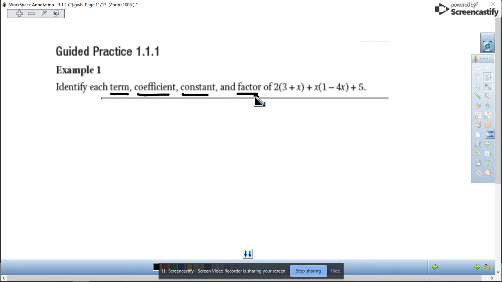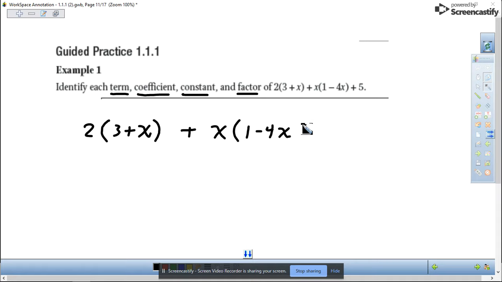Now, in your PDF and your notes, you already had definitions of those, so I'm not going to go back through those definitions. What I am going to tell you is, anytime you have a complicated expression like the one we have here, with grouping symbols and such, you really need to clean that up before you try and identify any of these 4 things. Okay, so that's what we're going to do. If you'll notice, what we start with is 2 times 3 plus x. And that is a distributive property problem. Then that's broken into x times 1 minus 4. Also a distributive property. And then we have, lastly, a plus 5 on the end. So we're going to take each one of those piece by piece.